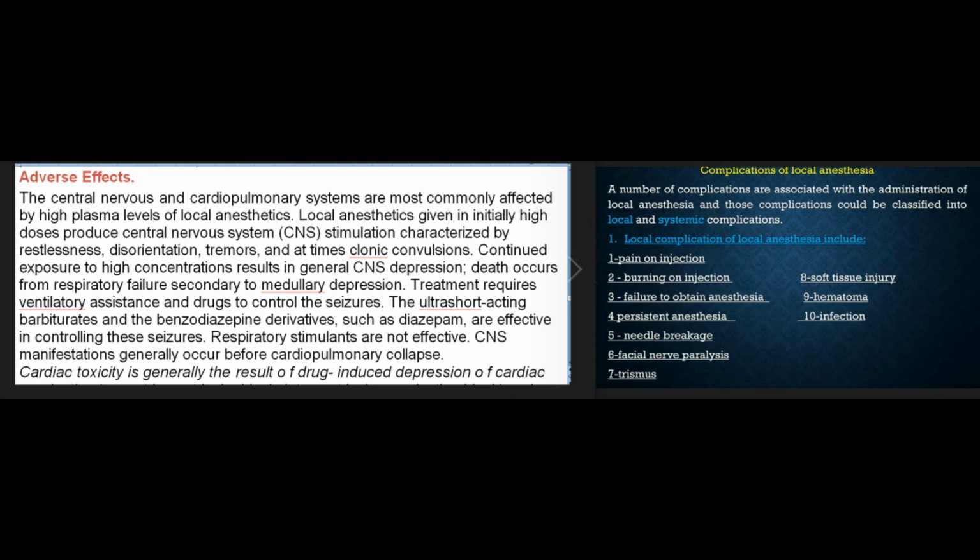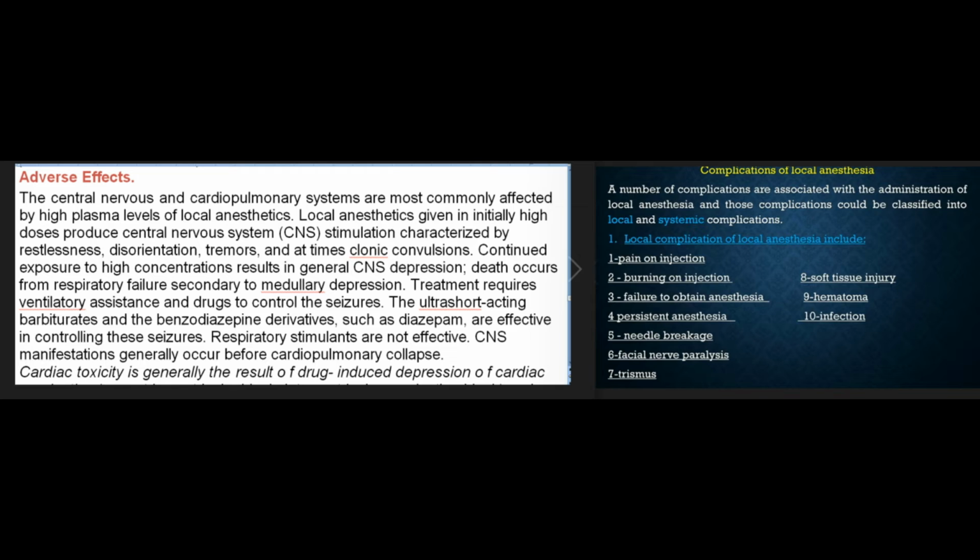Adverse effects. The central nervous and cardiopulmonary systems are most commonly affected by high plasma levels of local anesthetics. Local anesthetics given in initially high doses produce central nervous system (CNS) stimulation characterized by restlessness, disorientation, tremors, and at times clonic convulsions. Continued exposure to high concentrations results in general CNS depression. Death occurs from respiratory failure secondary to medullary depression. Treatment requires ventilatory assistance and drugs to control the seizures.